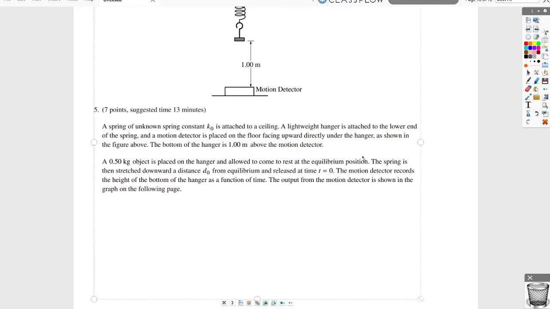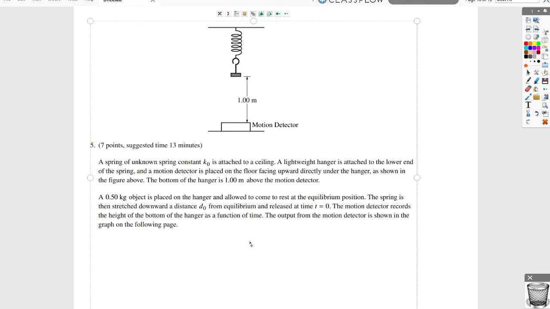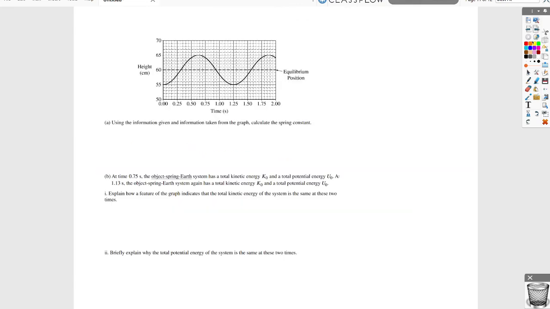Unknown spring constant k0. A lightweight hanger is attached to the lower end of the spring like that. The bottom of the hanger is 1 meter up. A 0.5 kilogram object is placed on the hanger and allowed to come to rest at an equilibrium position. The spring is then stretched downward a distance d0 from equilibrium and released at time t0. The motion detector records the height of the bottom of the hanger as a function of time. Output from the motion detector is shown in the graph on the following page right here.